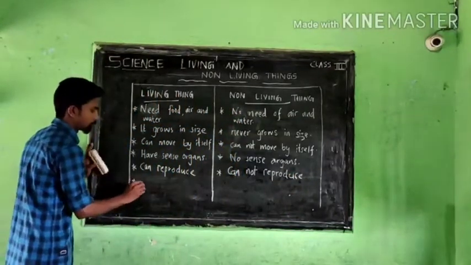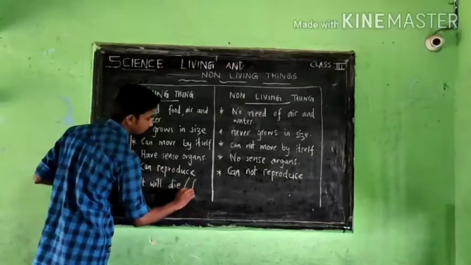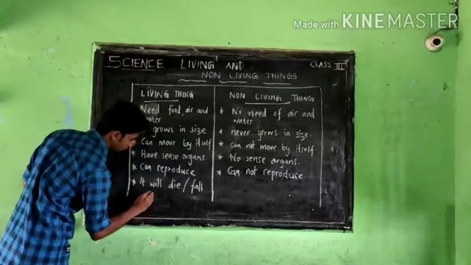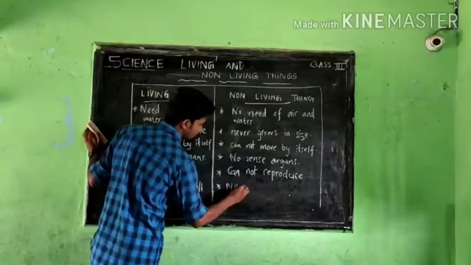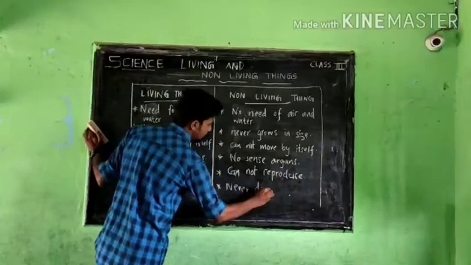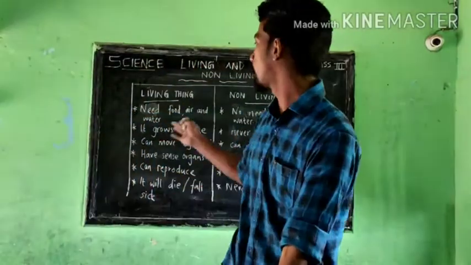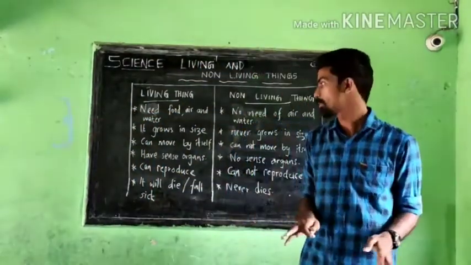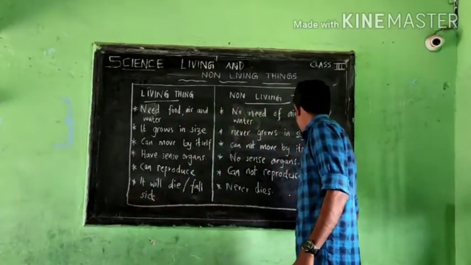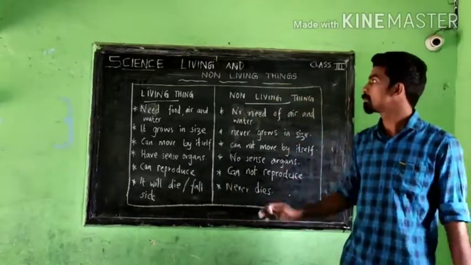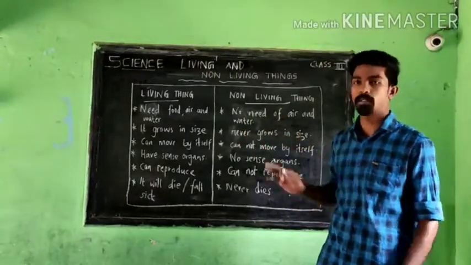And the last one, a living thing will die or fall sick. A non-living thing never dies unless you crack it or break it. Like in the case of the story, if you break it, it will be broken into pieces. It will not die. So now at least you have a clear comparison between a living thing and a non-living thing. I hope you understood the difference.